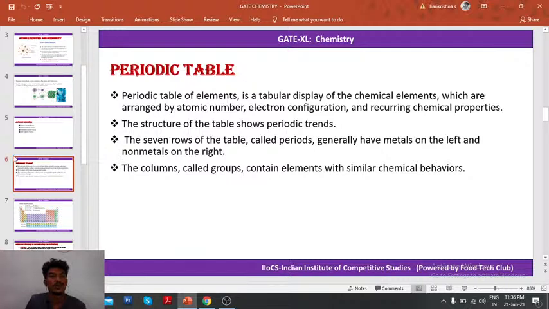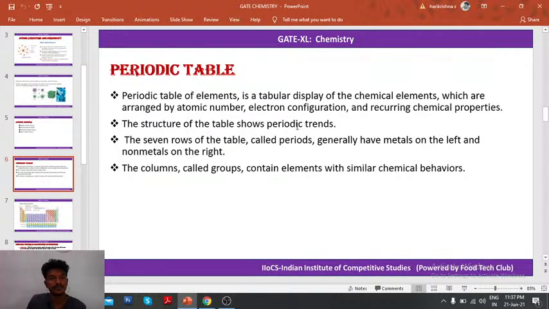So, moving on to the periodic table. The periodic table of elements is a tabular display of the chemical elements, which are arranged by atomic number, electronic configuration and recurring chemical properties. So what are the criteria by which the elements are placed in a periodic table? It is nothing but the atomic number. It's the arrangement of atomic number, electron configuration and recurring chemical properties. Then the structure of the table shows periodic trends.